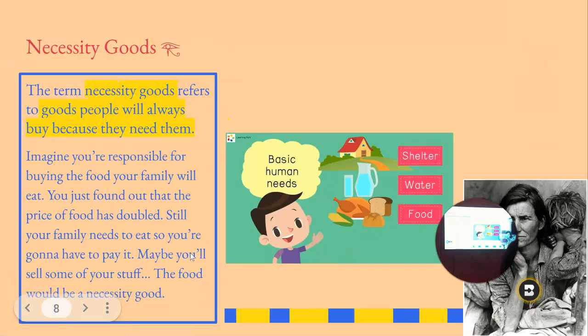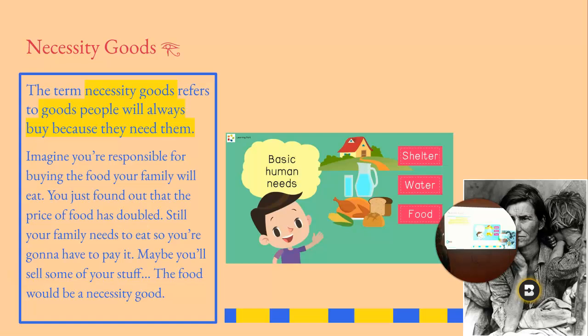So, necessity goods. These are kind of the opposite of luxury goods. The term necessity goods refers to goods people will always buy because they always need them. So necessity goods are things that you need in order to survive. Imagine you're responsible for buying the food for your family. You just found out that the price of food has doubled. Well, even if the price of food doubles, do you still need food to survive? Yes. So even if the price of food has doubled, your family still needs to eat, so you're still going to have to pay for that, right?